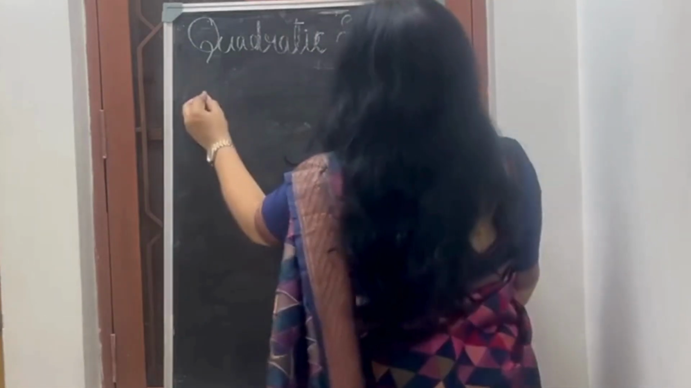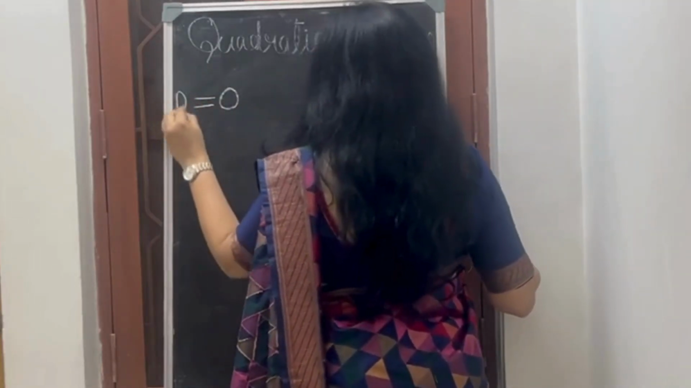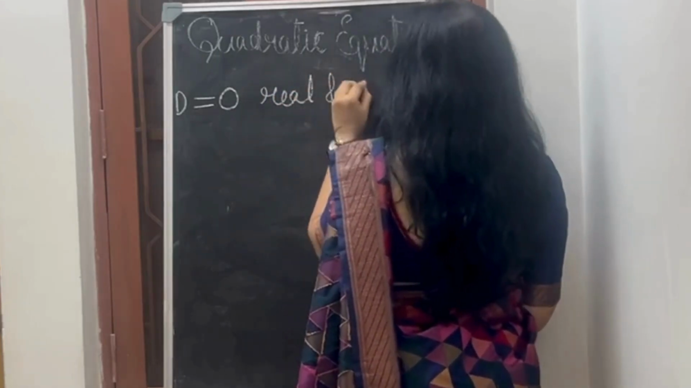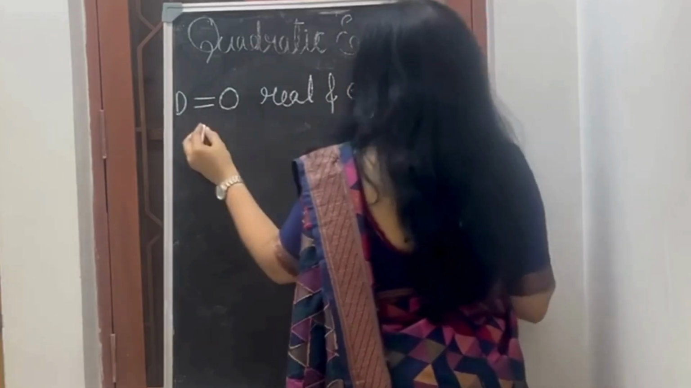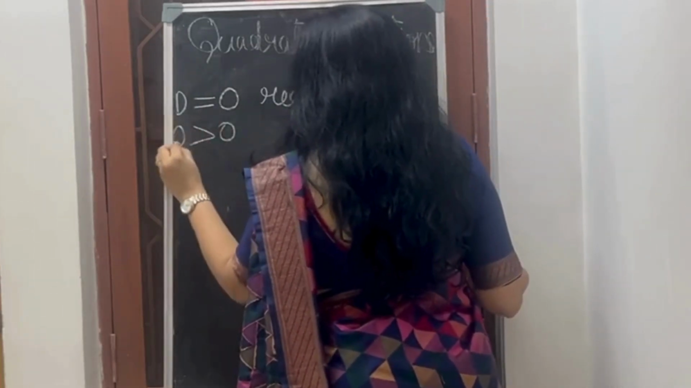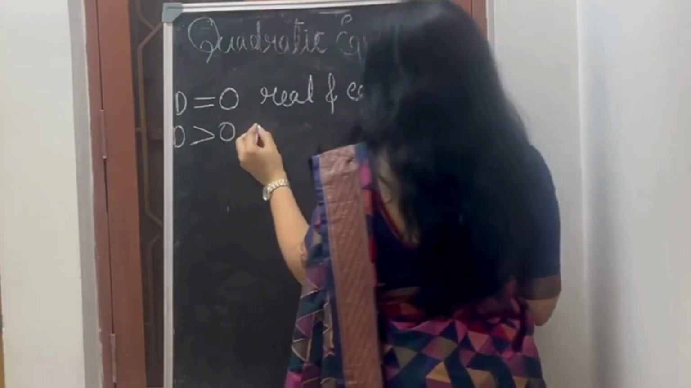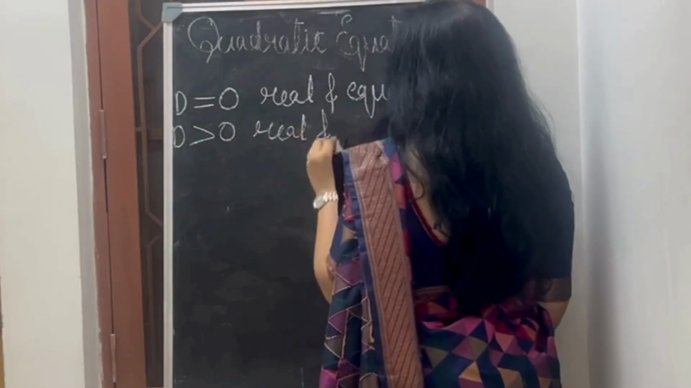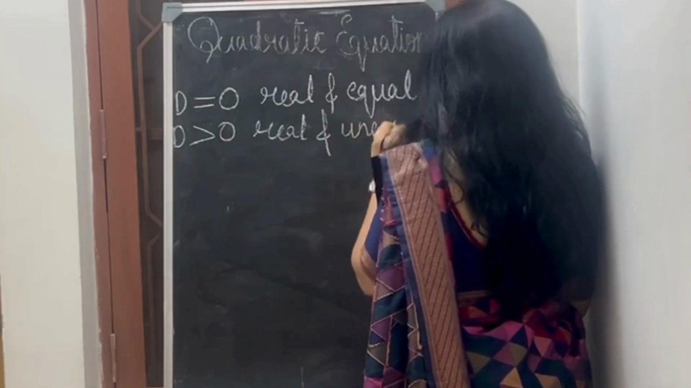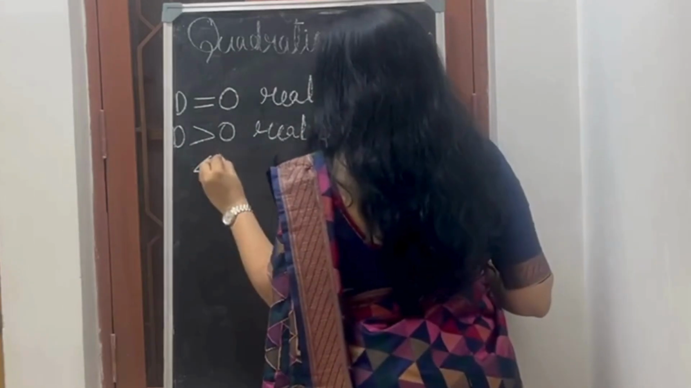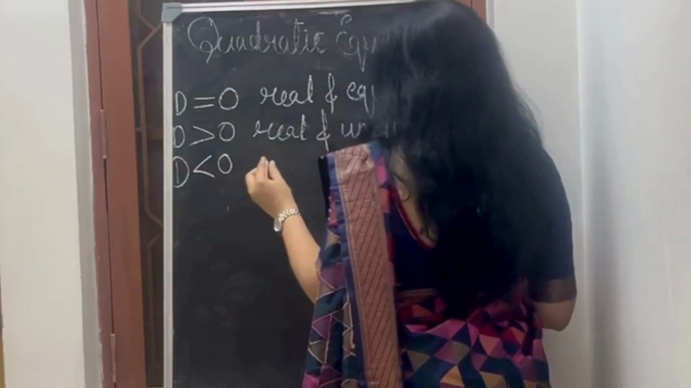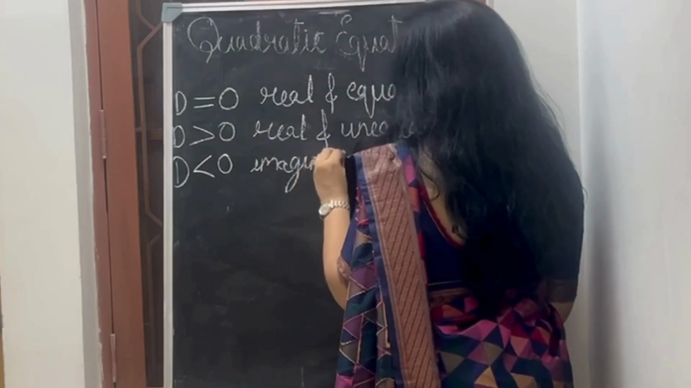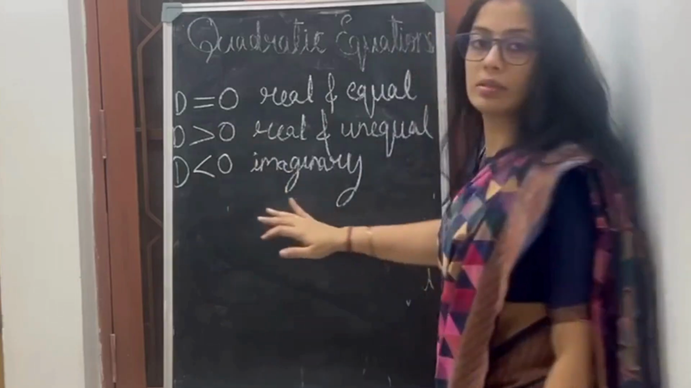I'll repeat once. If the discriminant is equal to 0, what is it? Real and equal. If the discriminant is greater than 0, what did I tell you? It is real and unequal. If D is less than 0, it is imaginary. Now let's do some sums to understand this.